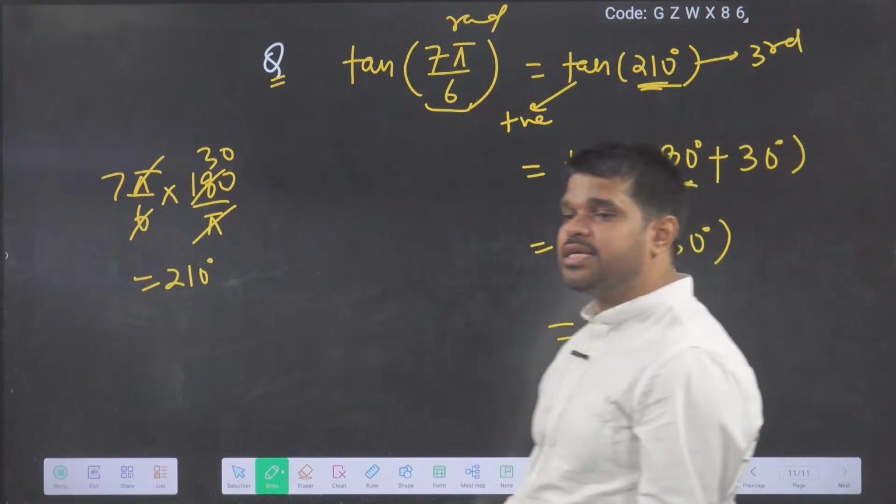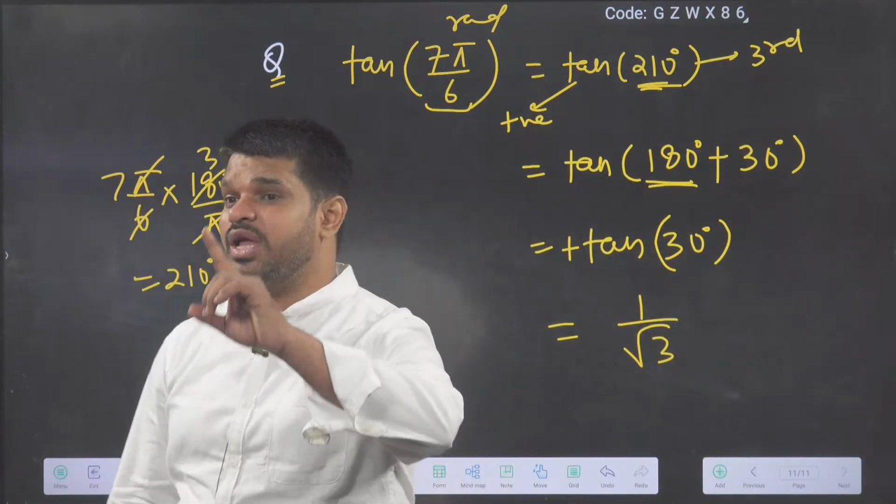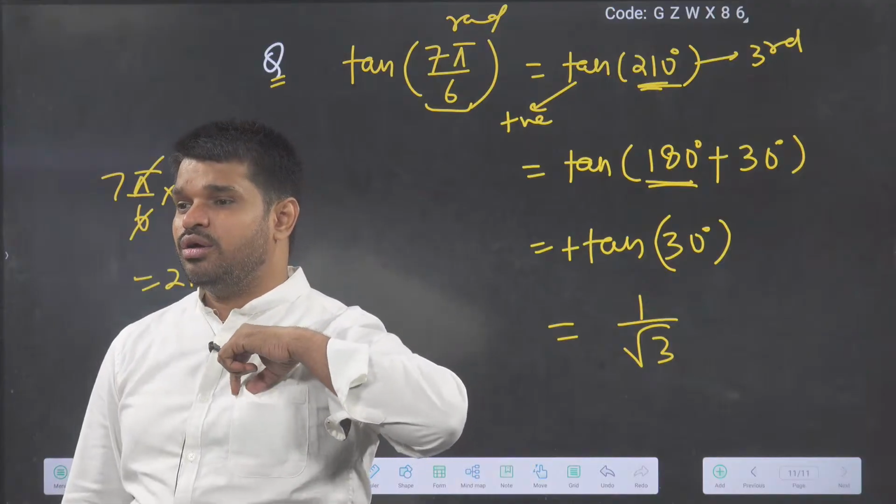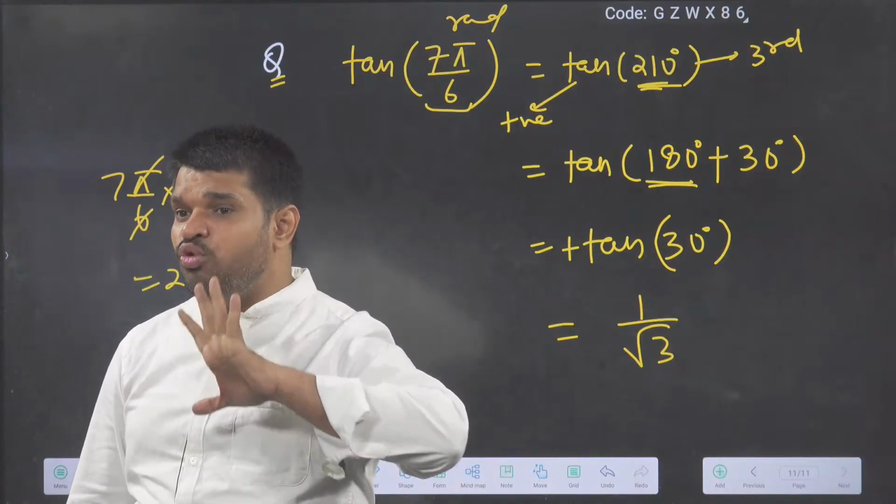Okay. Just asking one thing: in the last lecture, I told one direct formula. Should I tell its proof now?